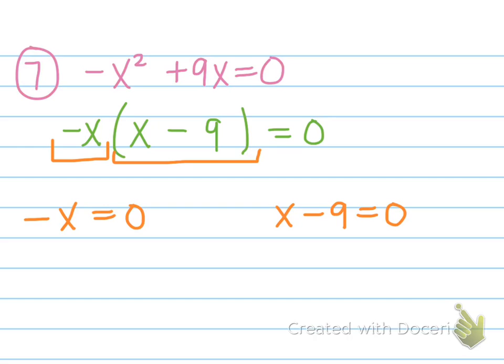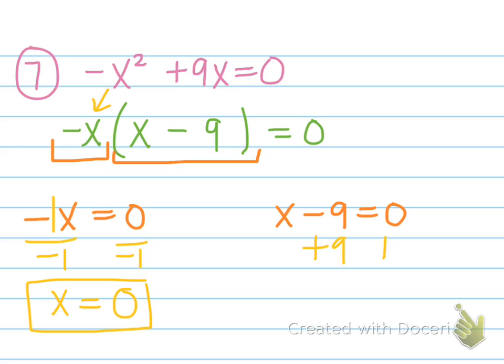In this first equation, notice that the coefficient on the x is negative 1. To undo the multiplication, I divide both sides by negative 1, and 0 divided by anything is just 0. So one solution for this equation is 0, because if I substitute 0 into the first factor, I get 0 for that factor, and 0 times anything will give me 0. In the second equation to solve, I must add 9 to both sides.